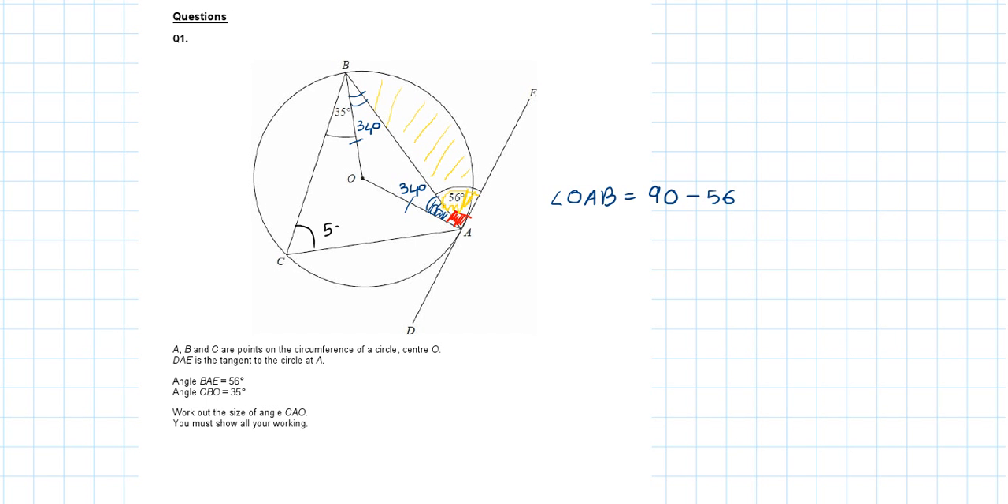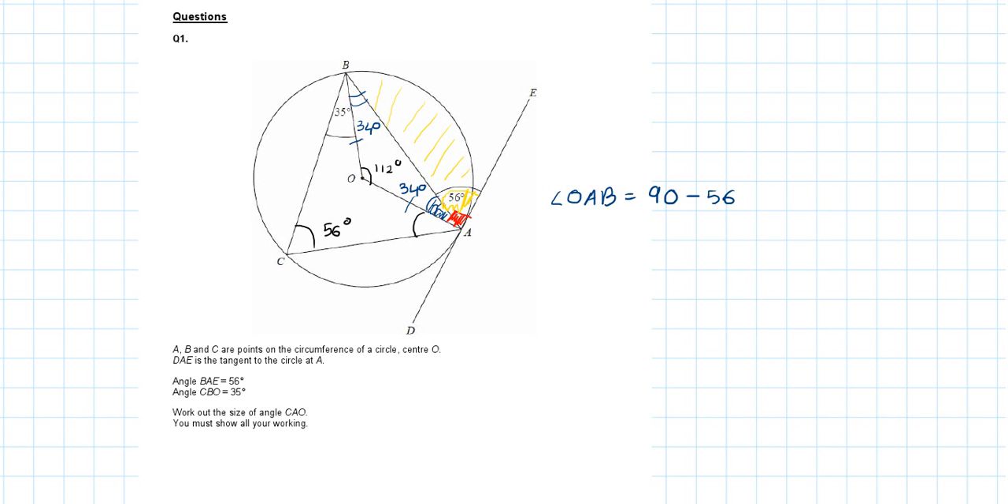Okay, and then if this is 56, this is the angle at the center. Angle at the center is double the angle at the circumference, so it has to be 112 degrees. Could do 180 minus those two, still get 112. What's the question asking me? Work out the size of angle CAO, which is this angle here. That's the one I need to work out.